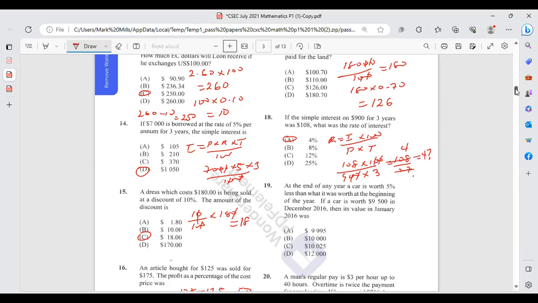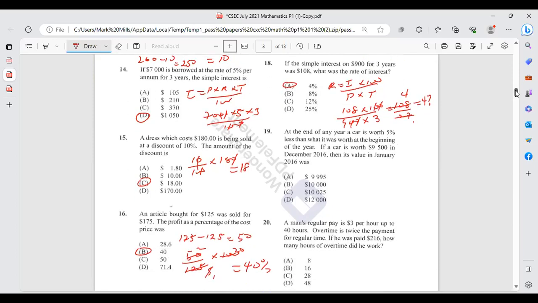Number 19. At the end of a year, a car is worth 5% less than what it was worth at the beginning of the year. If the car is worth 9,500 in December, what is the value in January? Sir, B, 10,000. Yeah, okay. So how do I work this out?